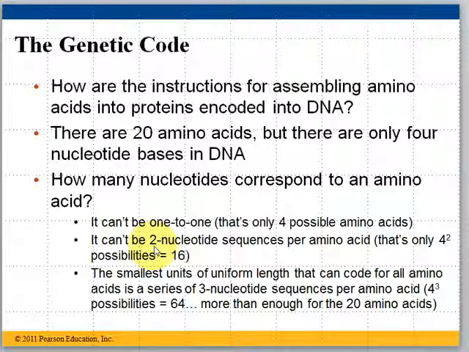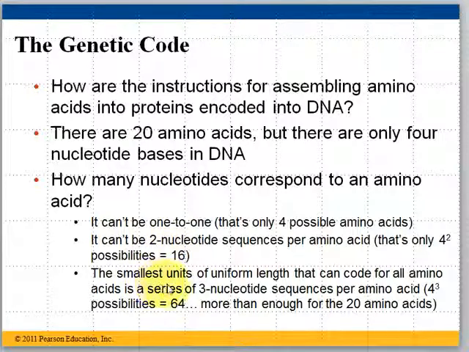It can't be a 2 nucleotide sequence per amino acid. In other words, it can't be 2 letters from the DNA code equal 1 amino acid, because that would only be 4 possibilities to the power of 2. That only gives us 16 codes for amino acids, and we need 20.